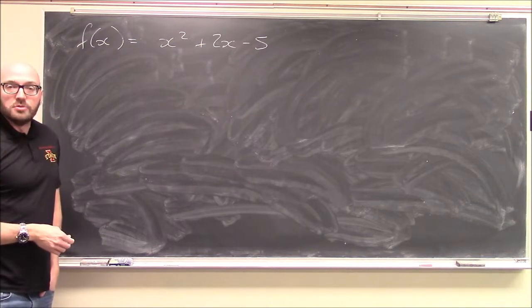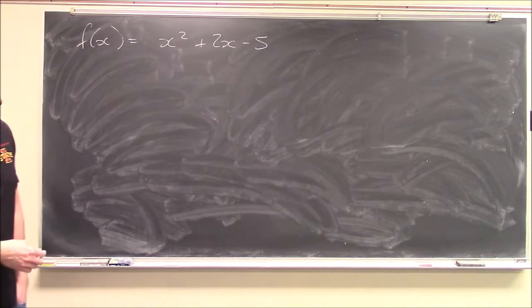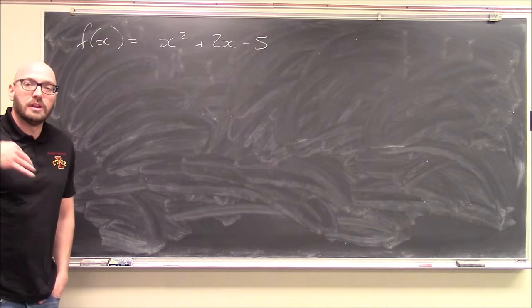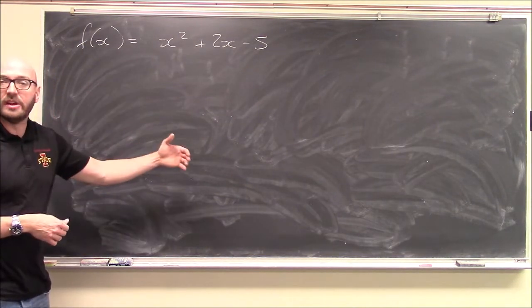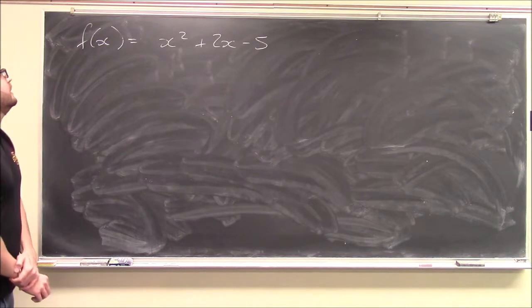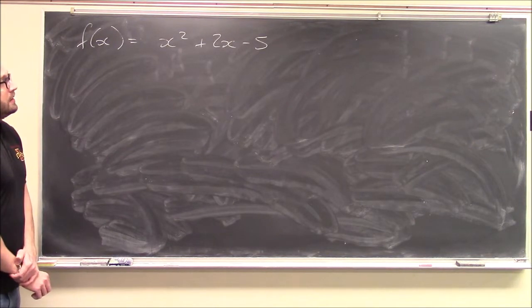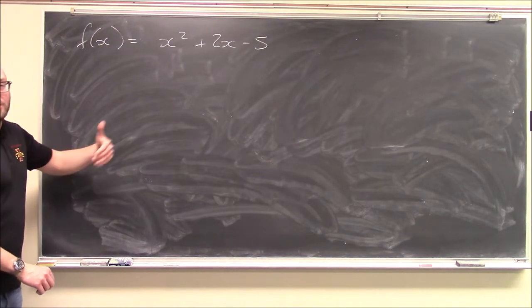Alright, so here's a quadratic function: x squared plus 2x minus 5. And I want to do a really full analysis on this. So I'm not going to write down all the different parts of the questions, but we're going to answer a lot about this as we go. So let's fully geometrically analyze this.